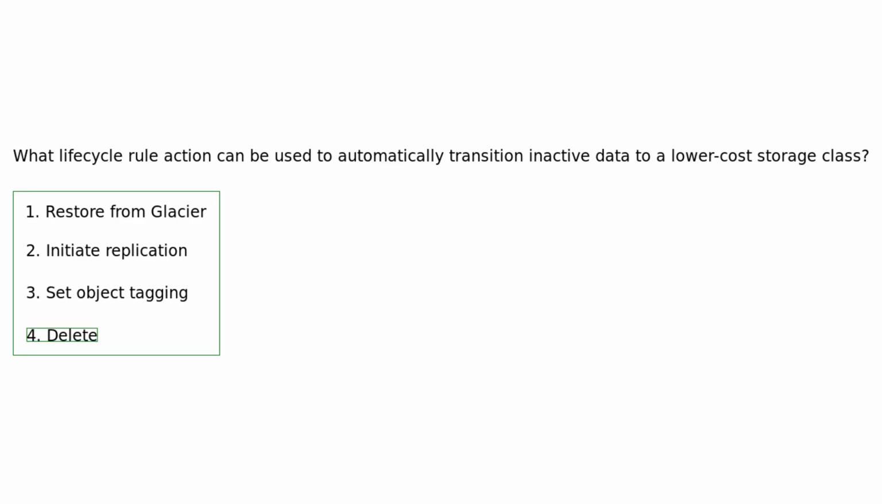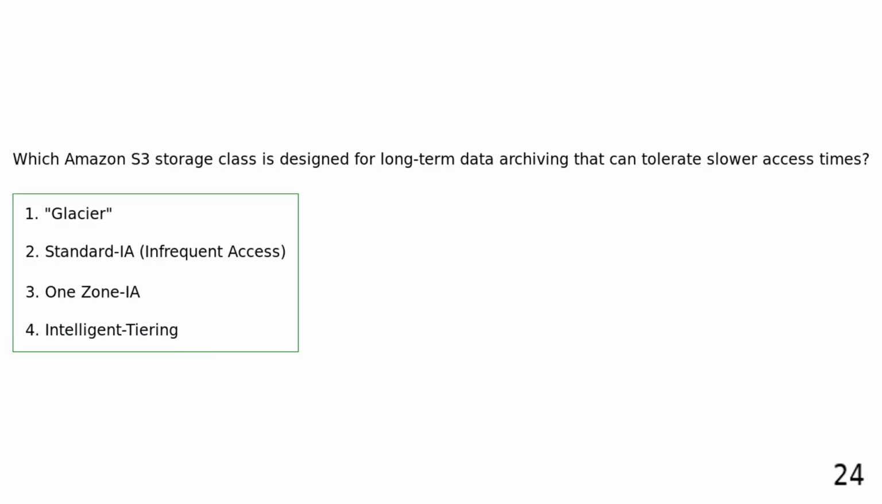S3 lifecycle rules allow automatic transition of inactive data to a cheaper storage class like S3 Glacier or S3 Intelligent Tiering to optimize costs. Which Amazon S3 storage class is designed for long-term data archiving that can tolerate slower access times?